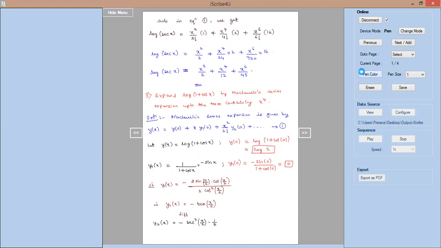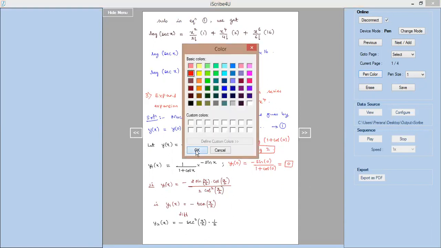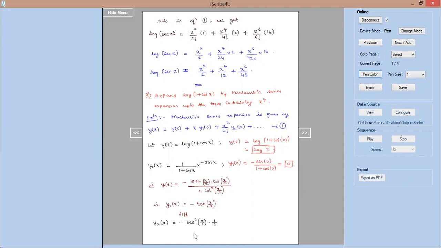Now for the time being we will first find out what is y2 of 0. First we will find out y2 of 0. So this is minus half into secant square 0. Since cos 0 is 1, secant 0 will also be 1. So we have the derivative value at the point 0 as minus half. That is y2 of 0 is minus half.